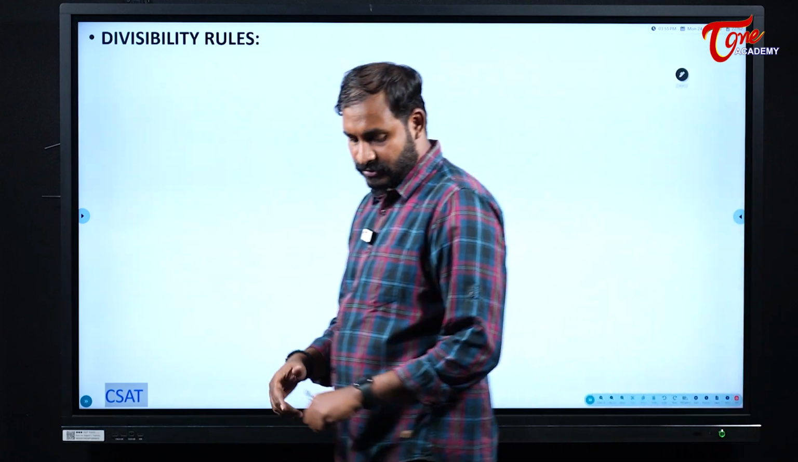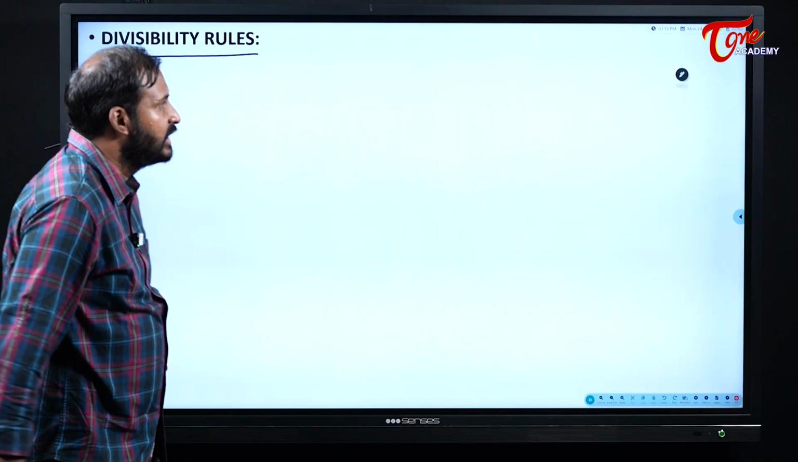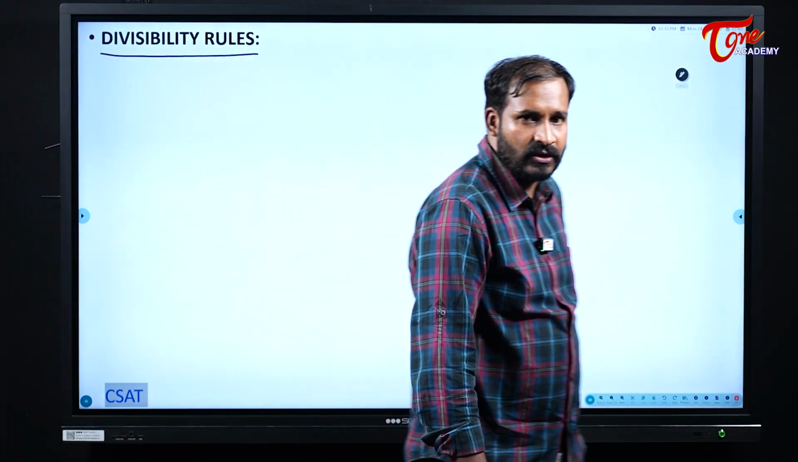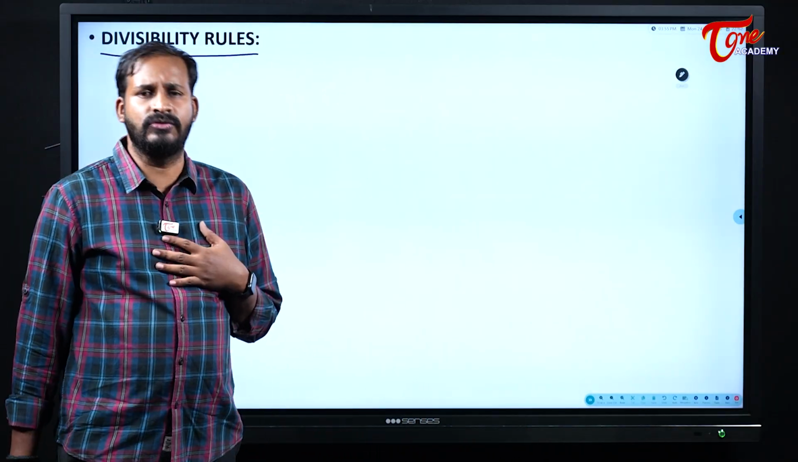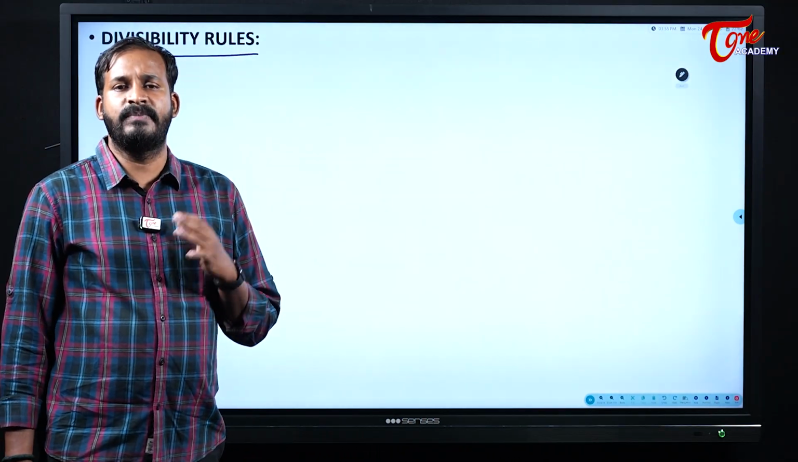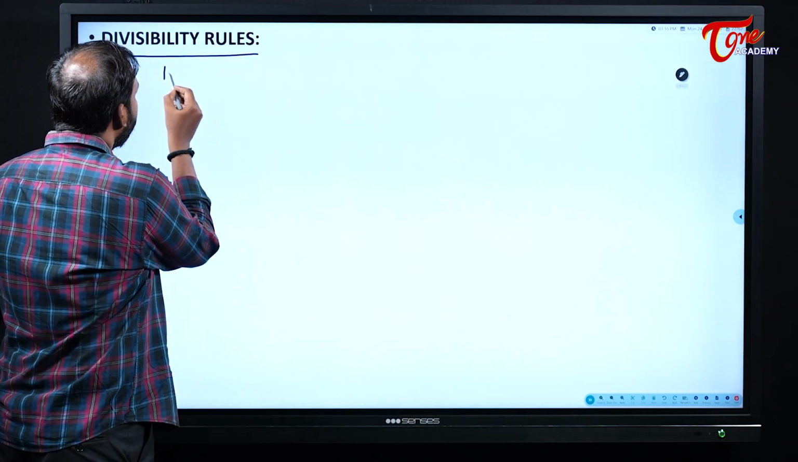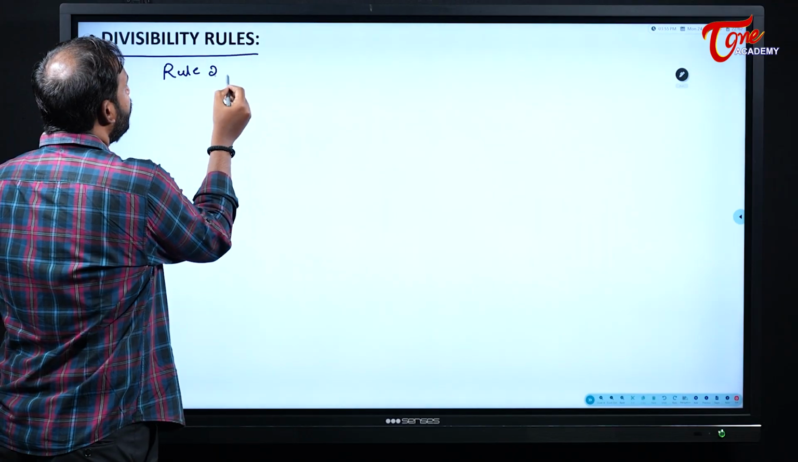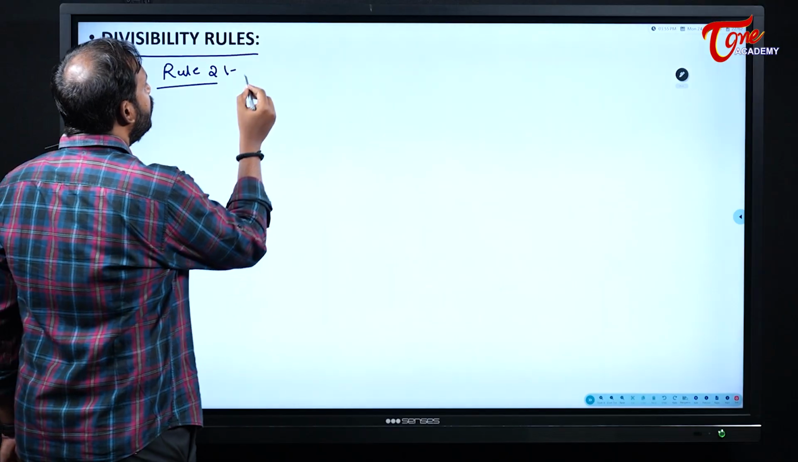Next, divisibility rules. Now, these divisibility rules are also very, very important, students. Why? Because many questions are framed from this concept, and we don't require all the divisibility rules. Yes, we should know all of them, but only a few are very, very important for us. Now, what is the rule for 2? Rule for 2 is very simple. Divisibility rule of 2.